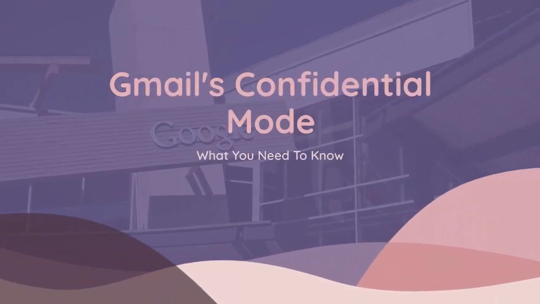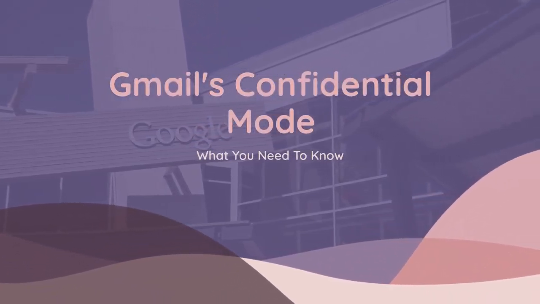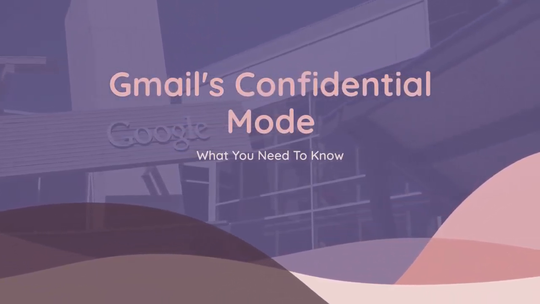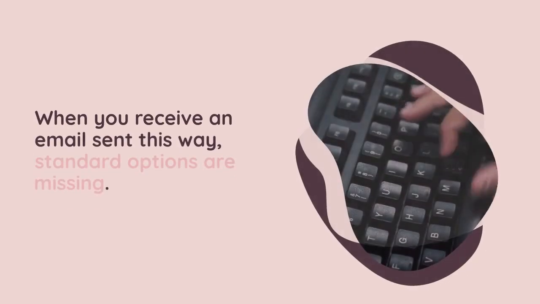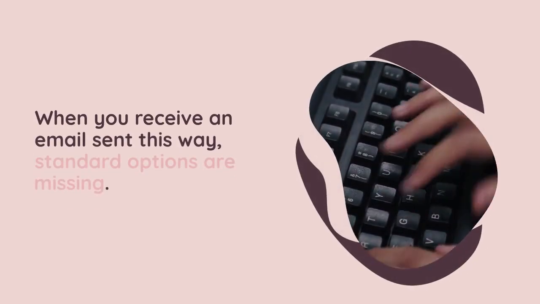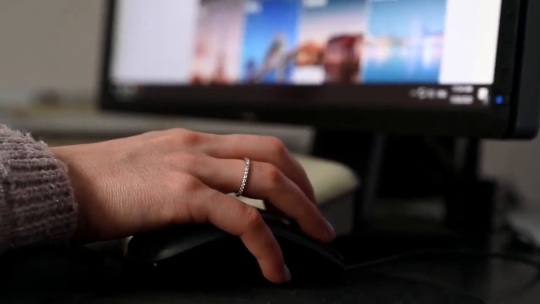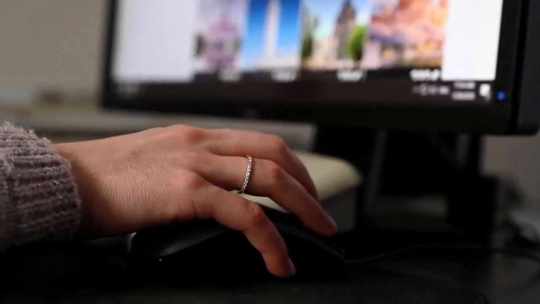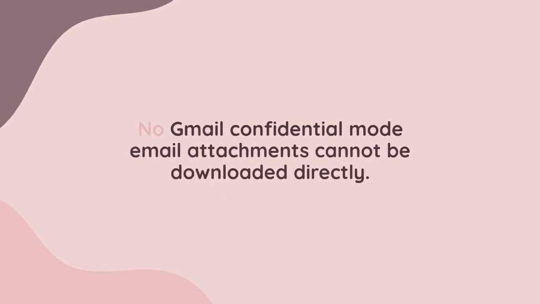Let's jump in. Gmail's confidential mode is a security feature designed to protect sensitive information from being shared without permission. When you receive an email sent this way, standard options are missing. You might wonder if you can download attachments from these messages. The short answer is no, you cannot download attachments directly from a Gmail confidential mode email.